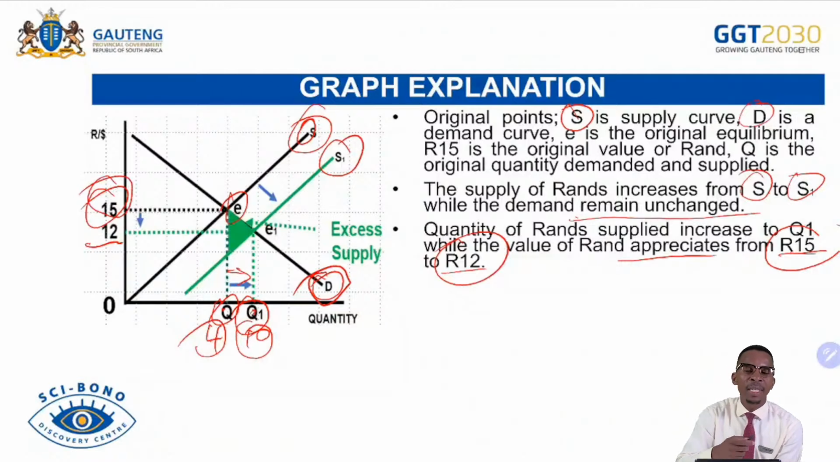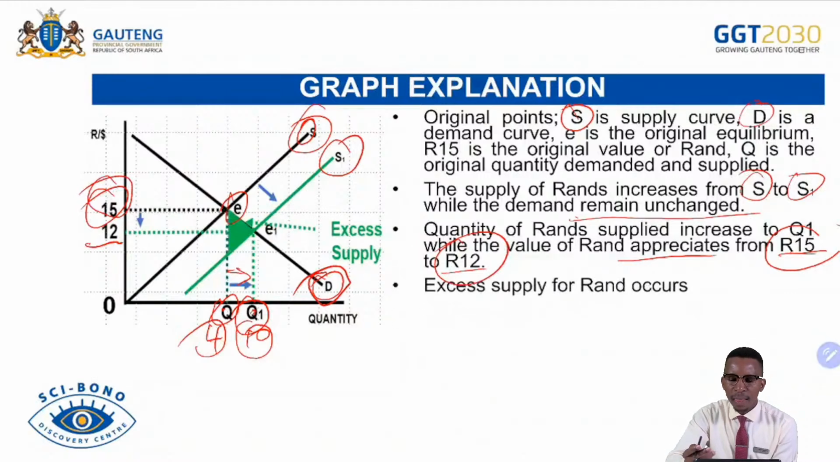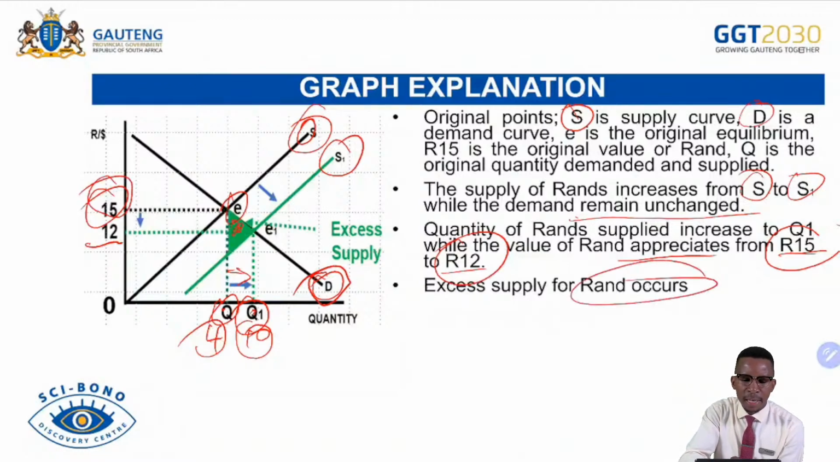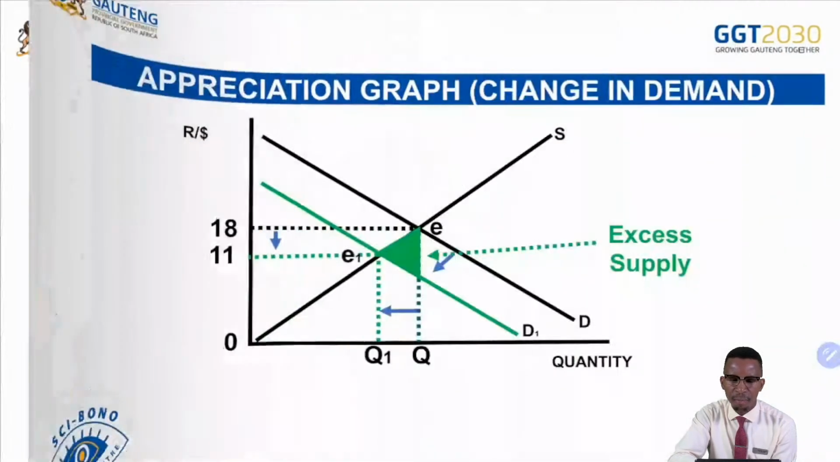Don't be confused by opposite numbers. If the rand was costing 16 rand 90 to 1 US dollar, but later it's costing 7 rand to 1 US dollar, that means appreciation, because South Africans will be affording more US dollars at the lower cost of 7 rand per single dollar, which is good for the economy. Excess supply of rand occurs. So here is the excess supply, indicated by this area, the triangle. The rand is oversupplied in the market, which is giving it the strength.